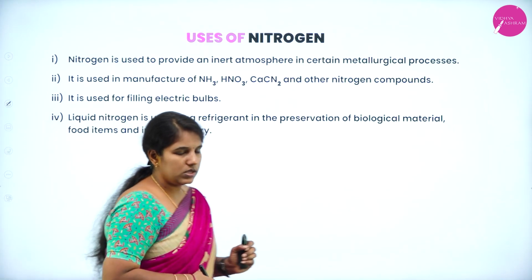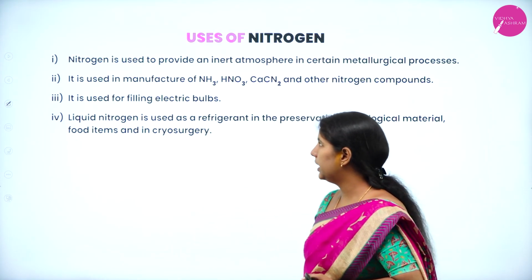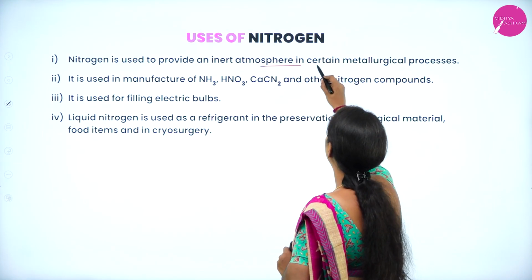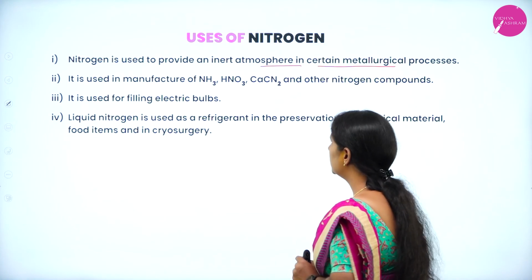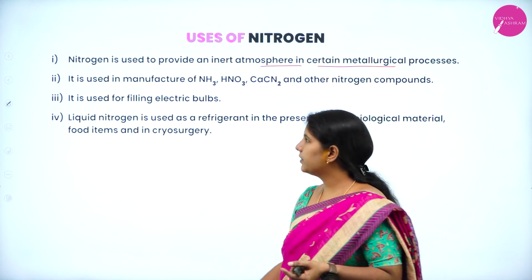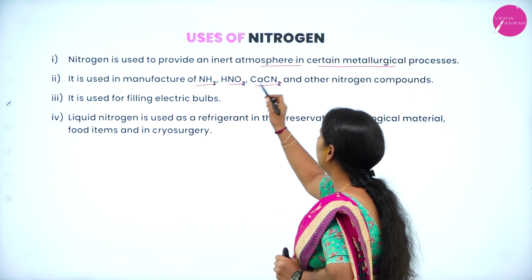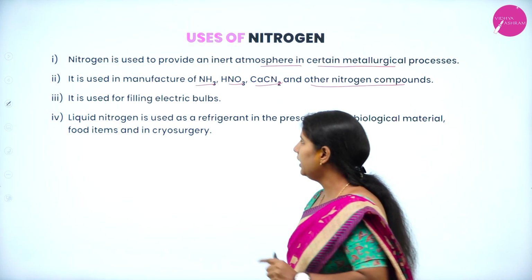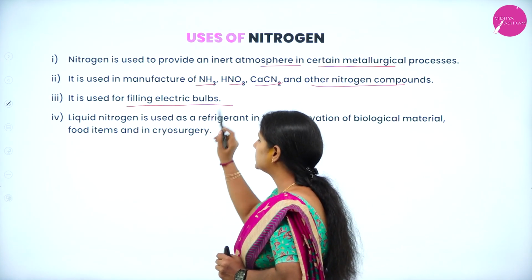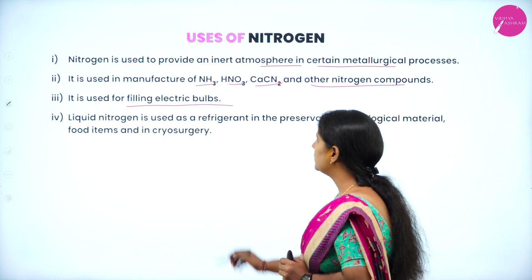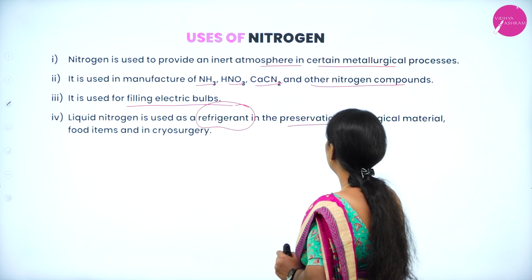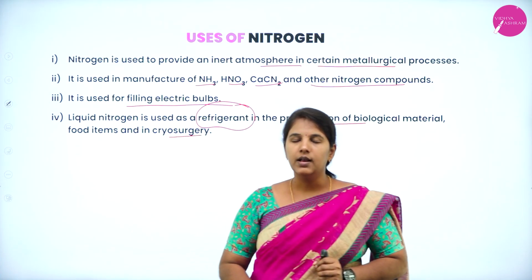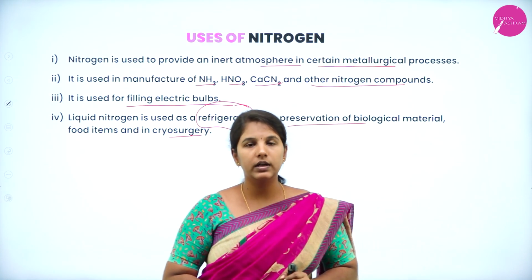Coming to the uses, where exactly we are using nitrogen. Nitrogen is used to provide an inert atmosphere in certain metallurgical processes, and it is used in the manufacture of ammonia, nitric acid, calcium cyanamide, and other nitrogen compounds. It is also used for filling electrical bulbs, and liquid nitrogen is used as a refrigerant in the preservation of biological material, food items, and also in cryosurgery. So these are some of the uses of nitrogen.